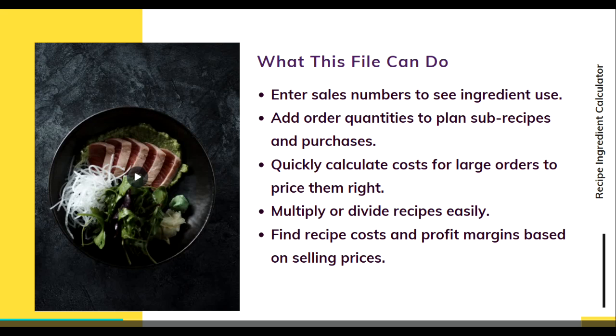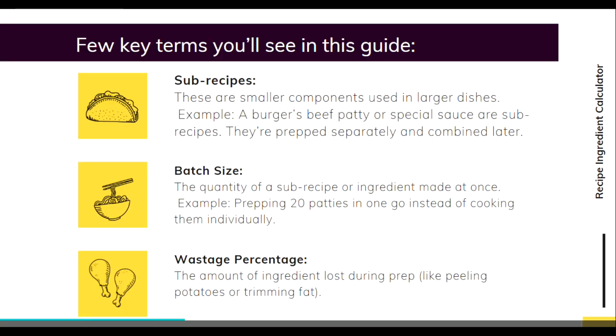First, let's clarify a few key terms you'll see in this guide. Sub-recipes. These are smaller components used in larger dishes. Example, a burger's beef patty or special sauce are sub-recipes. They're prepped separately and combined later.